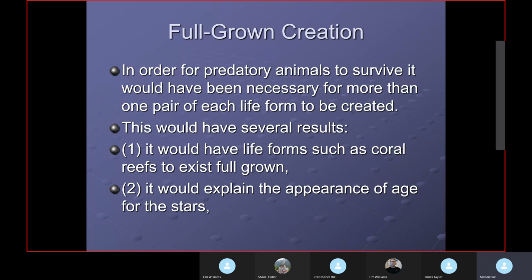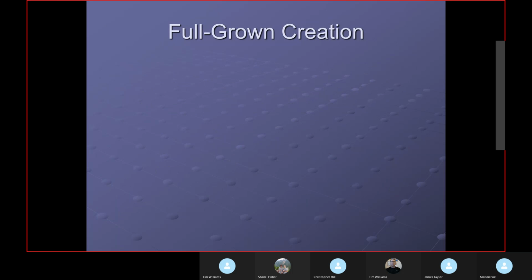They had more than one pair or just one or two created. There were a multitude of them. This would explain the appearance of age for the stars as well. So this argument of the full-grown creation, it was ready to go. We'll show this from the text of the Bible that implies that in just a few minutes.